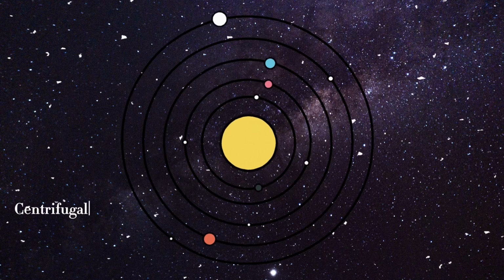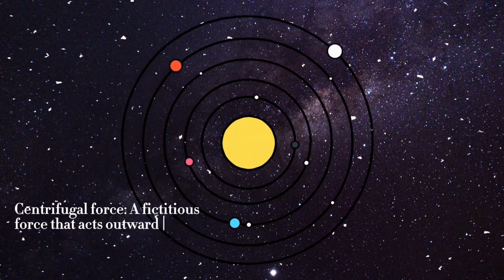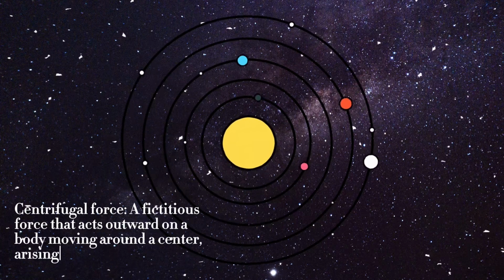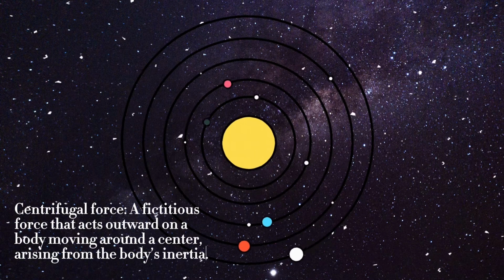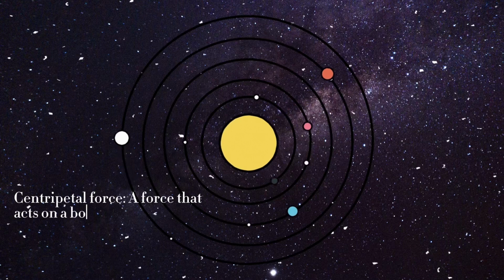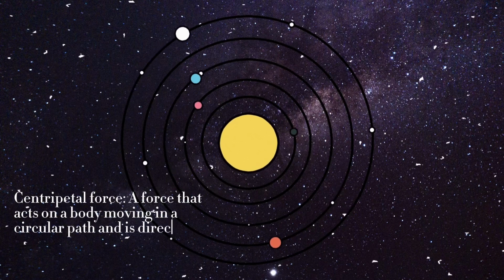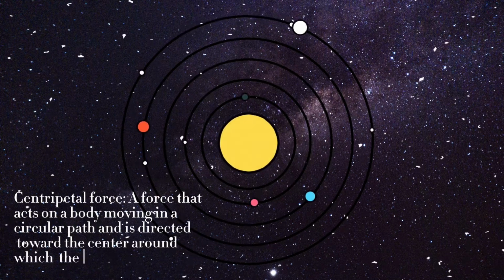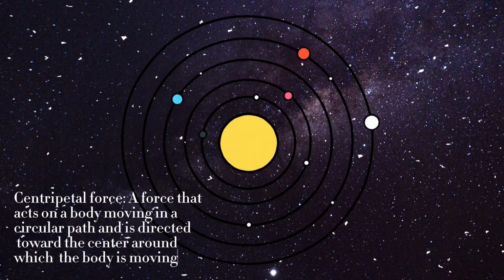A centrifugal force is a fictitious force that acts outward on a body moving around a center, arising from the body's inertia. A centripetal force is a force that acts on a body moving in a circular path and it's directed towards the center around which the body is moving.